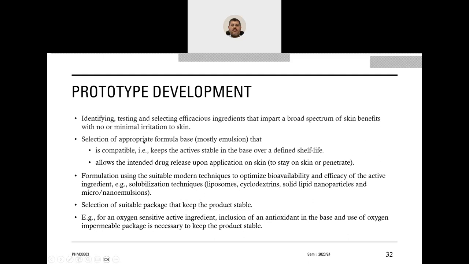When it comes to the formula base that you want to choose, for example, you want to produce an aqueous lotion, an alcoholic lotion, a solution, an emulsion, a cream, and so on. Number one, you want it to be compatible with the active ingredient. Compatible with the active ingredient means it doesn't lead to degradation of the active ingredient, or precipitation, or change in its form, so that it will not be bioavailable and will not produce effect. So compatible means it keeps the active stable in the base over the defined shelf life.